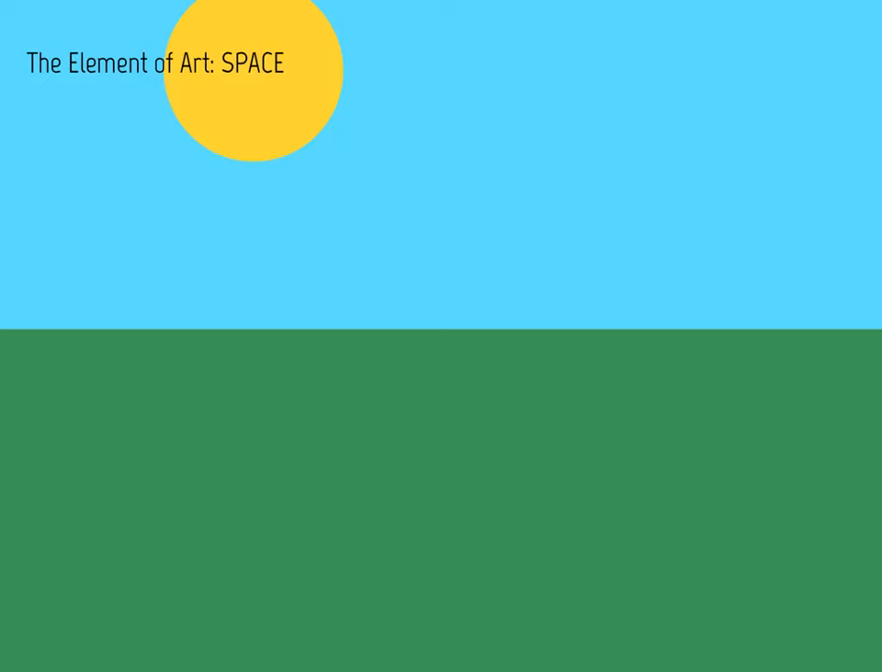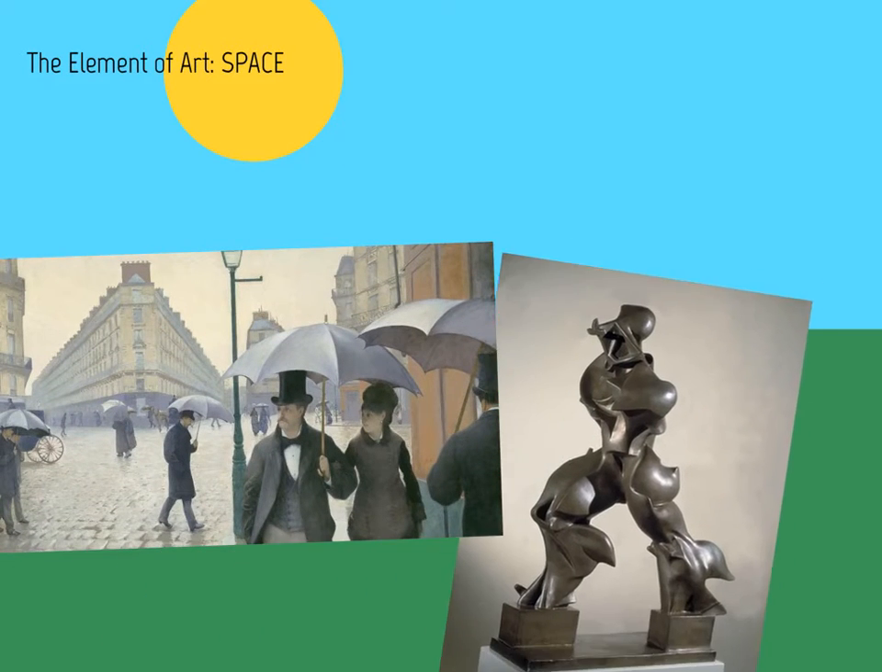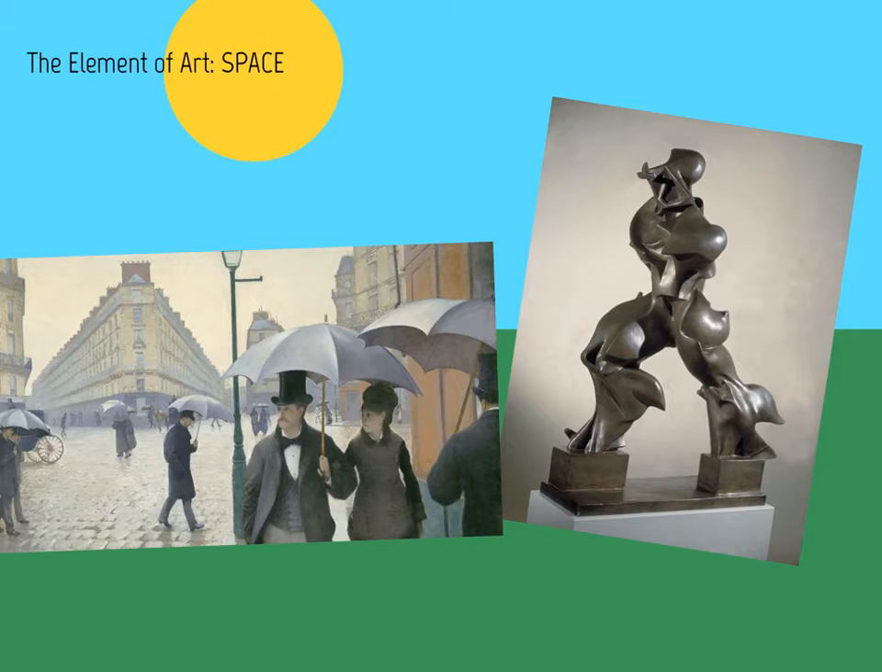Today we're going to be talking about the element of art, space. Space refers to the area within, around, above, or below an object or objects. It is important to creating and understanding both two-dimensional or three-dimensional works of art. With three-dimensional works of art, the space things occupy is real, as is the space around the object.